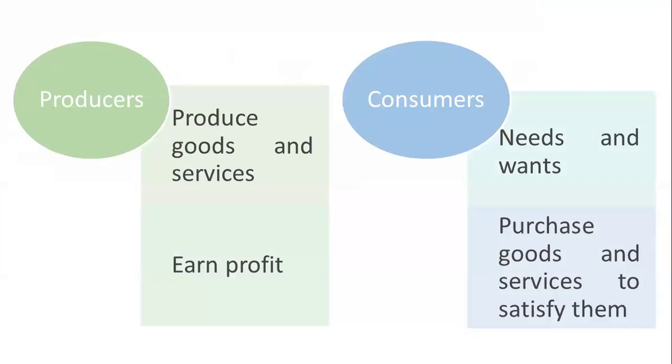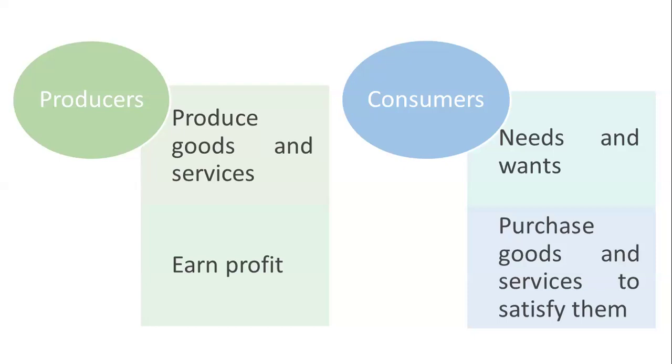Right, so this is again simplifying the definition, right? On the producer's side, producers are providing goods and services, so producers earn profit, and on the other hand, consumers have needs and wants. The consumers purchase goods and services in order to satisfy their needs and wants. So the balance between these two is what marketing is.